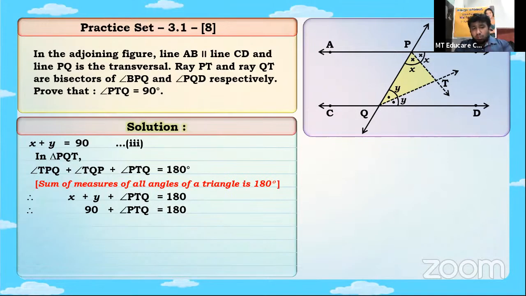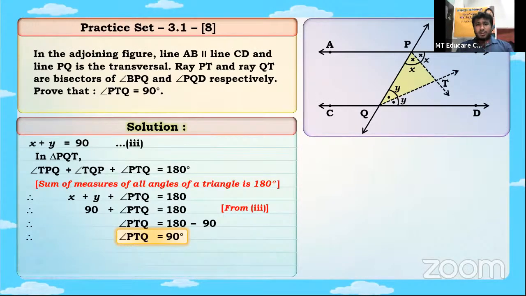Plus 90 shifts to this side and becomes minus. So students, 180 minus 90 will give you 90. So I have proved measure angle PTQ as 90 degrees. Wasn't it a beautiful sum, students?